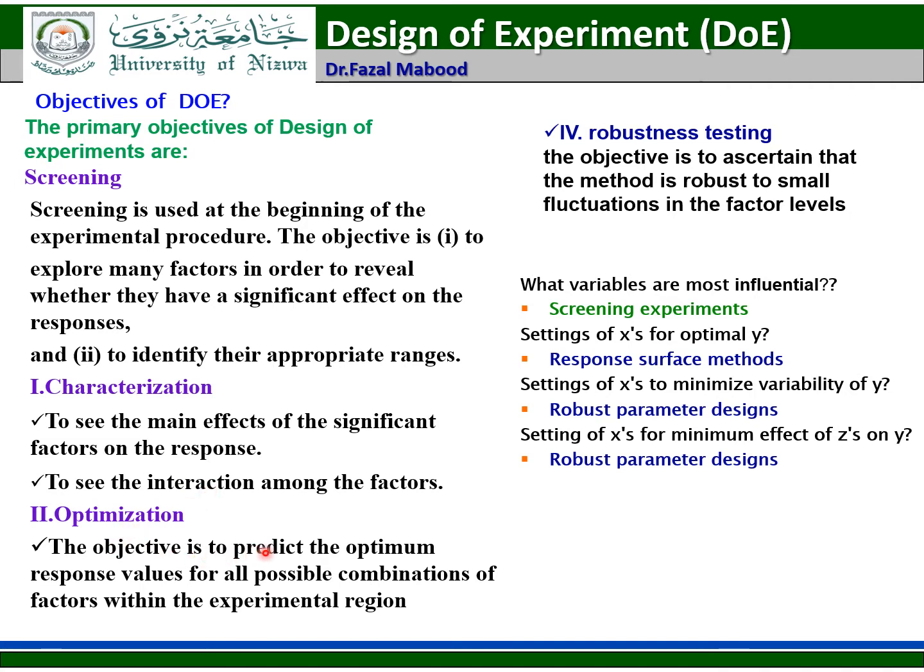Optimization, the objective is to predict the optimum response value for all possible combinations of factors within the experimental space or region. Robustness testing, the objective is to ascertain that the method is robust to small fluctuations in the factor levels. What variables are most influential? So that is screening experiments.